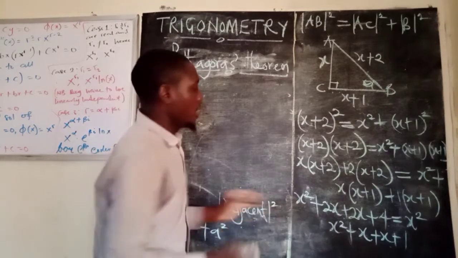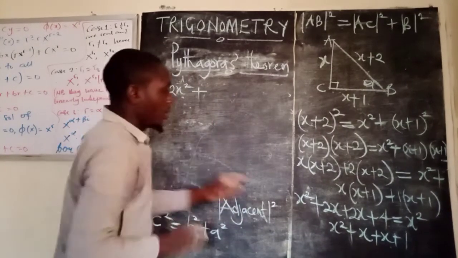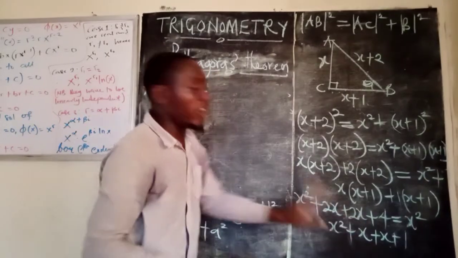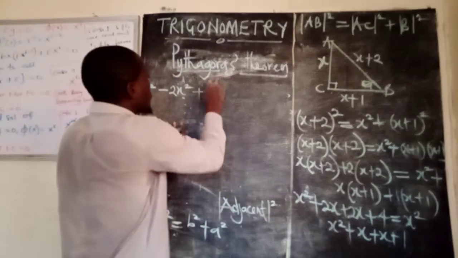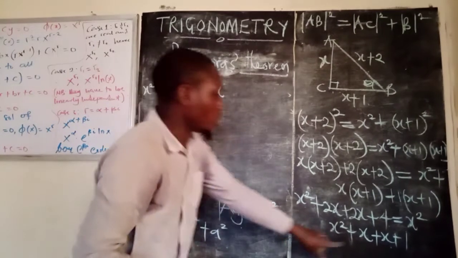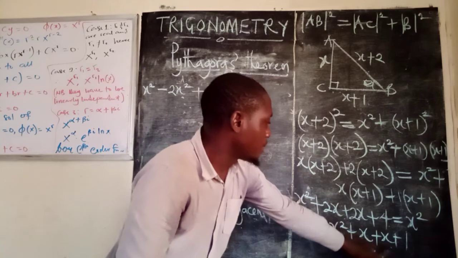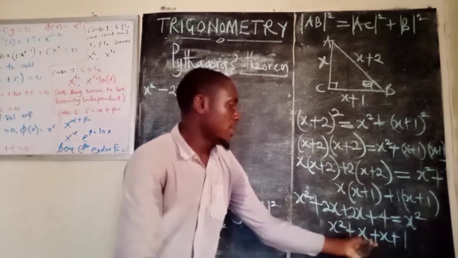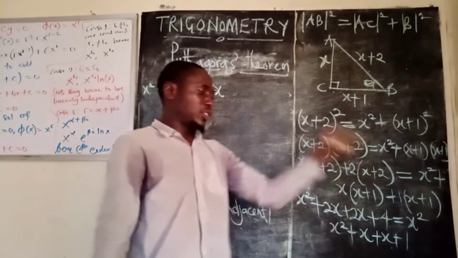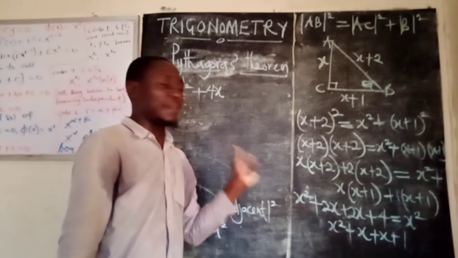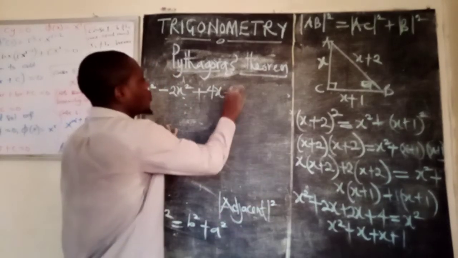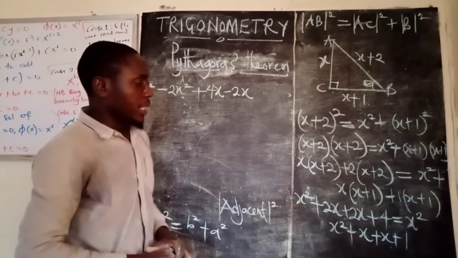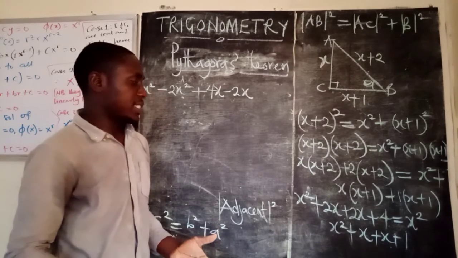Now we have x. We collect that also. Plus 2x plus 2x, we have plus 4x. Also, we have plus x here, plus x, that is plus 2x. When this plus 2x is taken to the other side of the equation, it becomes minus 2x. So we have minus 2x. I think we have collected all the x's too.